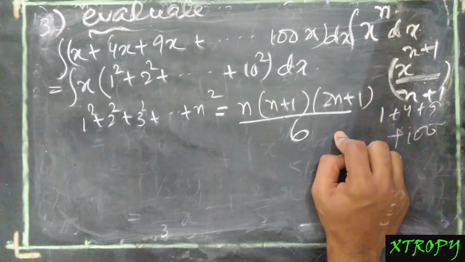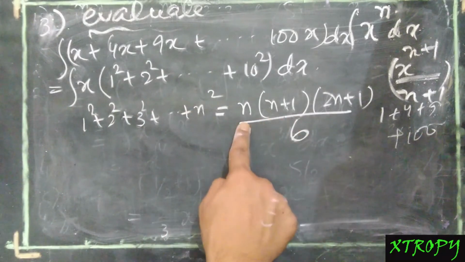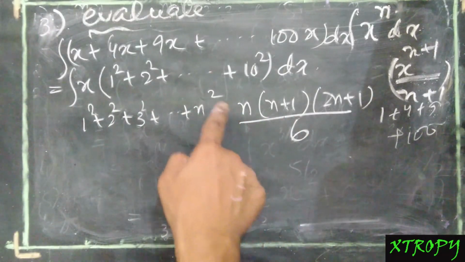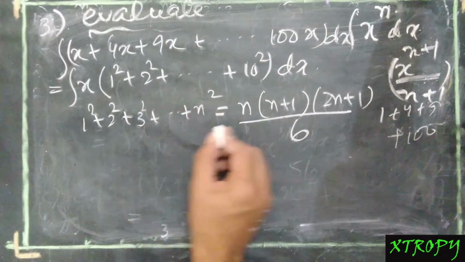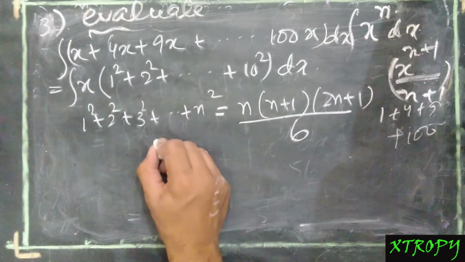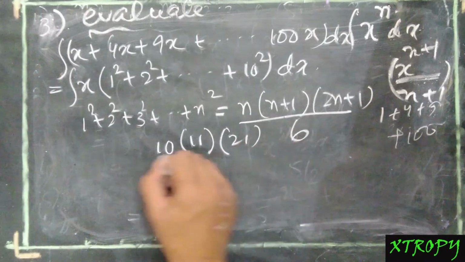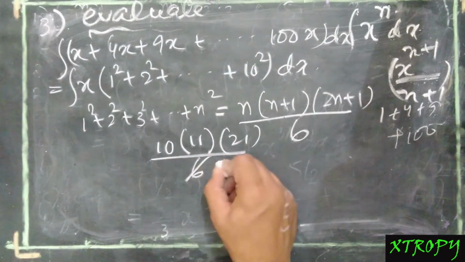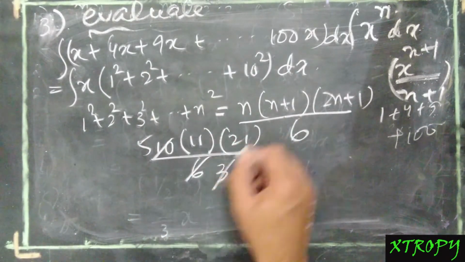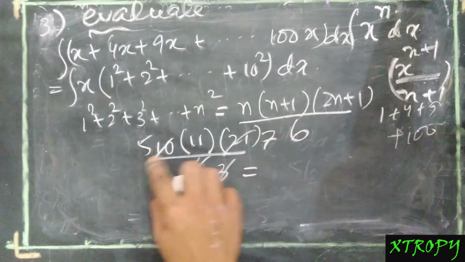So n is the number of terms involved. Let us use the formula and get the result. If you place the value of n as 10, then you will get 10 into 11 into 21 by 6. Now we cancel this, 2, 3, 5, 7. So this becomes 35 into 11. This is 385.